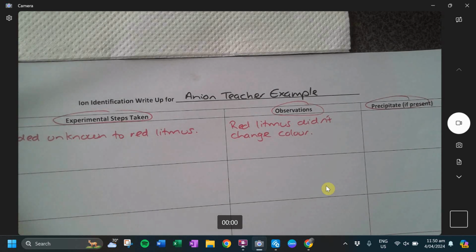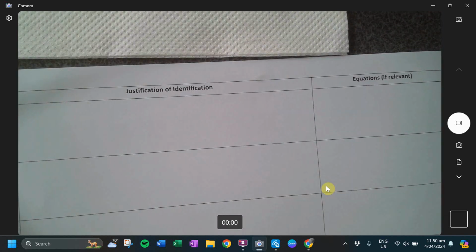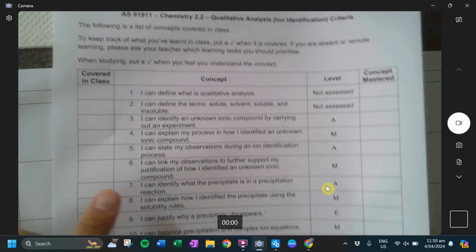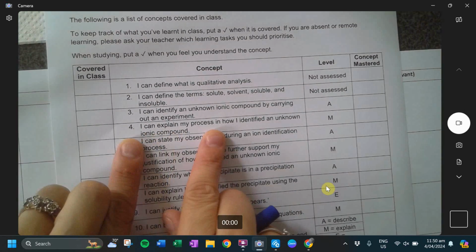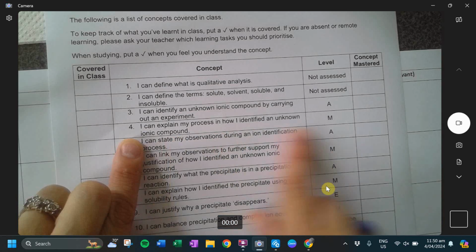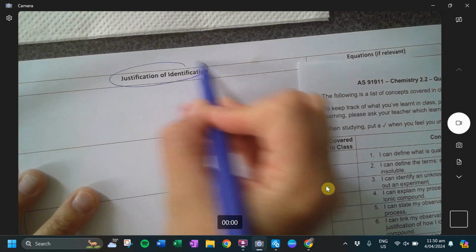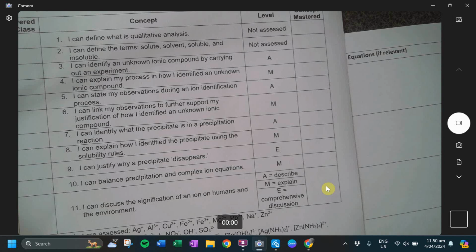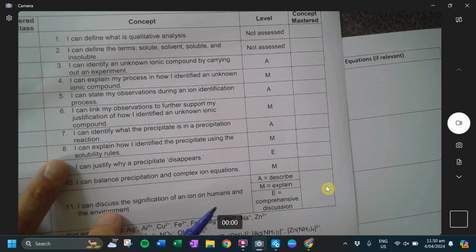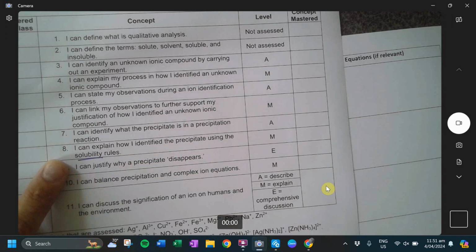Now on the back side is our justifications. We'll do our justifications as we are working, so that way you guys know how to do that. First thing here, I'm just double checking where it is on my criteria. On number 4, I can explain my process and how I identified the unknown ionic compound. That is your merit level 1. So your explanation to your identification is going to be merit. And the other thing that's going to be merit is justifying it with solubility rules.